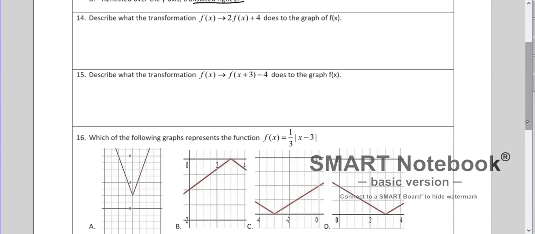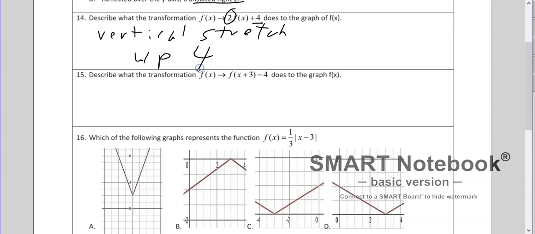Okay, what's happening here? Well, this 2 on the outside vertically stretches it. And I'll be honest, these are harder with linear because what does it mean to stretch it or compress it? It's harder to think about with a line as opposed to a parabola or an absolute value. So use the chart in your notes. And the plus 4 on the outside means up 4.